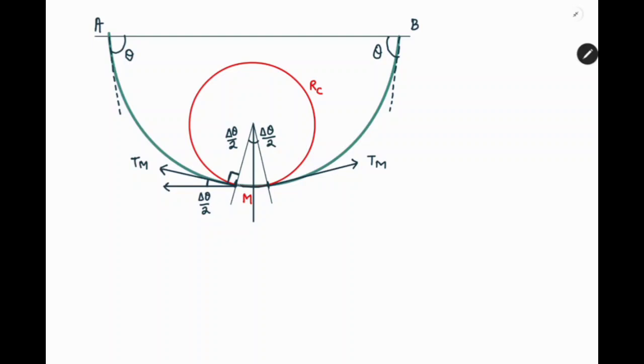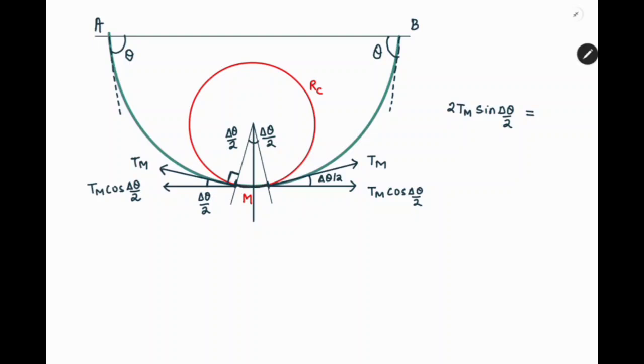I am repeating it again. If we draw a line like this, this will be 90 degrees, this one will become 90 minus delta theta by 2. If this is 90 degrees on the tangential line, then this will again become delta theta by 2, and similarly on this side it will be delta theta by 2. So this component will become Tm cos delta theta by 2. Similarly this one will become Tm cos delta theta by 2, and on the other side we have Tm sin delta theta by 2. So we can say that 2Tm sin delta theta by 2 is equal to the weight of this elemental part.